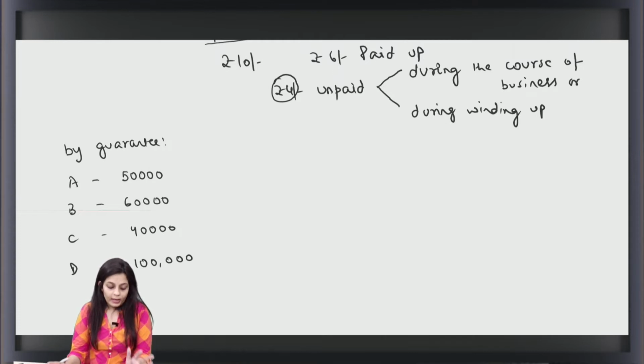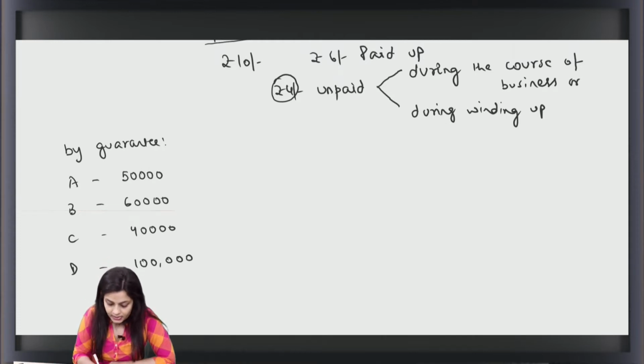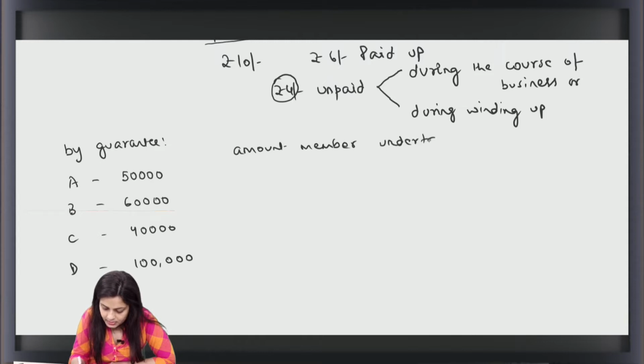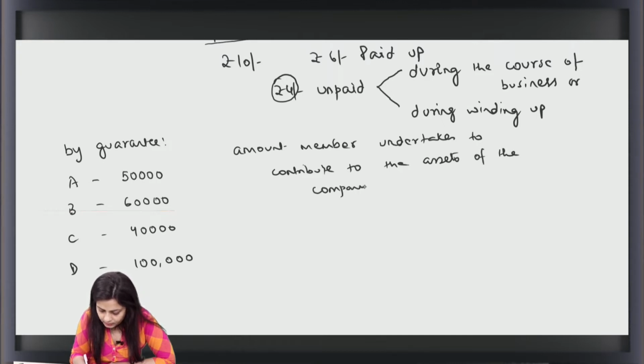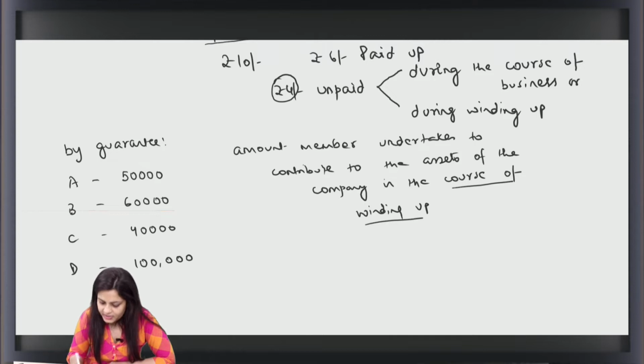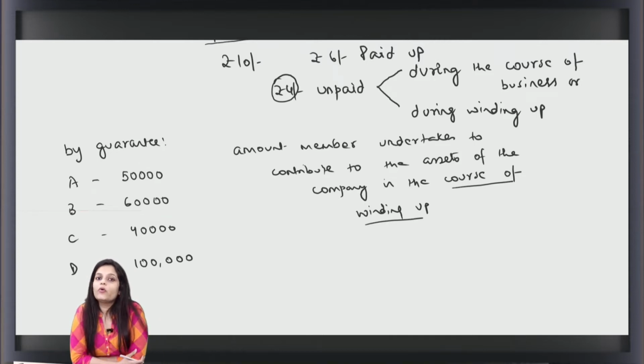When? Now if I look at the definition, limited by guarantee is the amount the member undertakes to contribute to the assets of the company in the course of winding up. So, very carefully, this amount is paid only during the course of winding up.